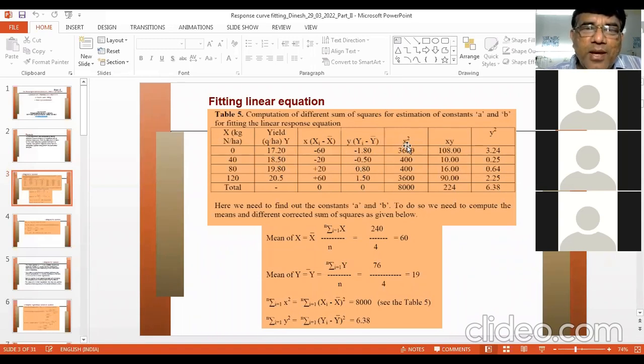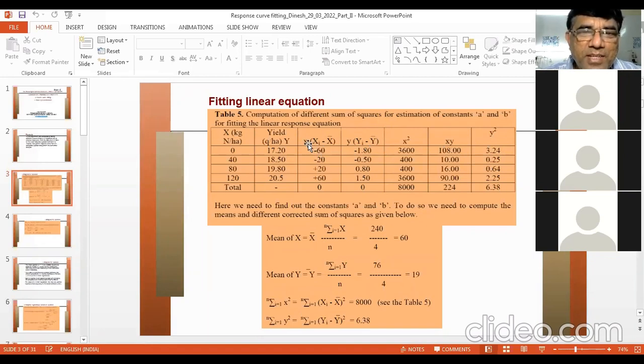Then x square: you remember, small x can be squared. Similarly for xy, column number 3 and column number 4 can be multiplied to get xy. And for y square, you take small y from column number 4 and square these values to get small y square. Then you make the total of all these columns to get their sums.